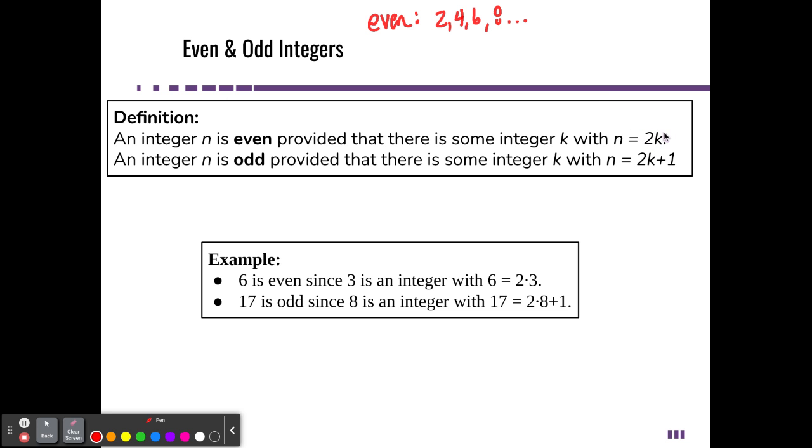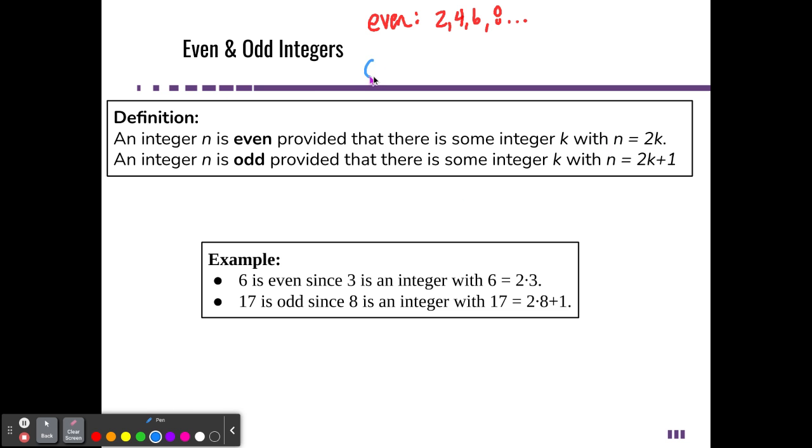So that makes it arbitrary. It's not like we're looking at one specific even number. We're looking at arbitrary even numbers. And we can use that to prove things inside of our proofs, and that just makes it more of a solid proof of something. And then we have the same idea with odd integers.